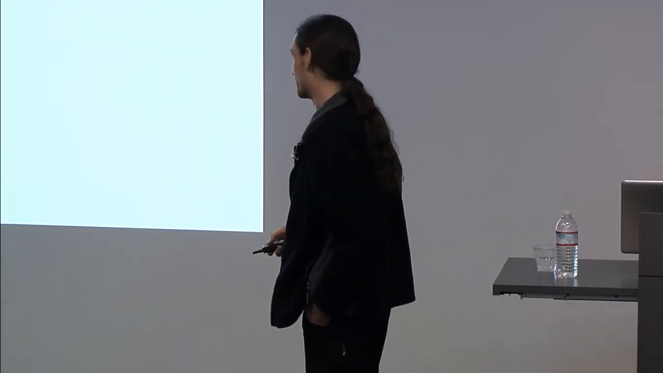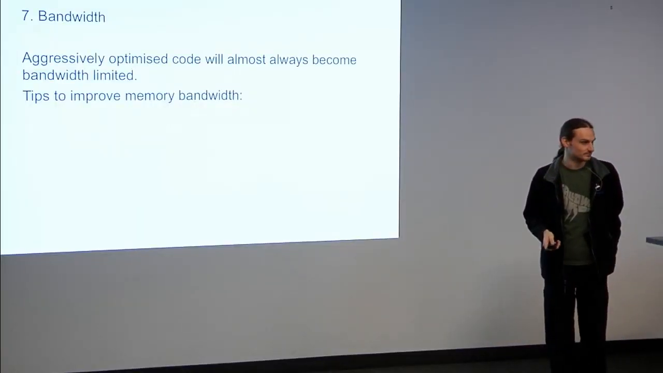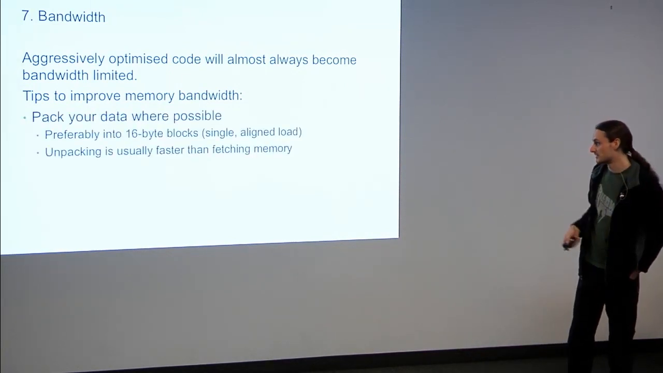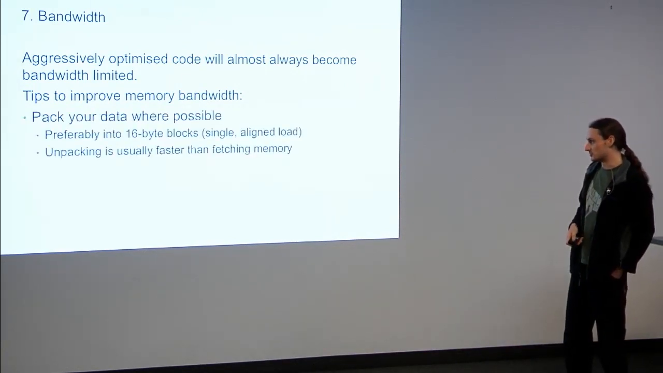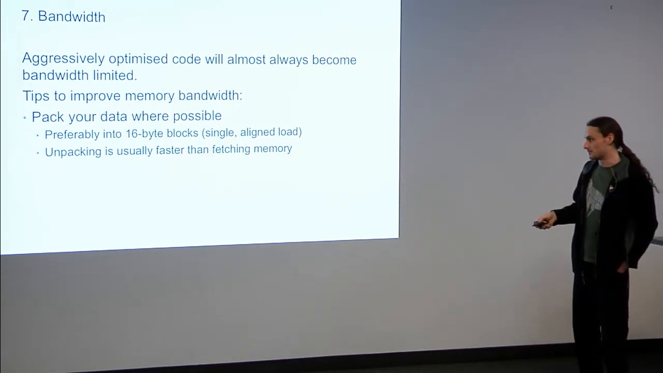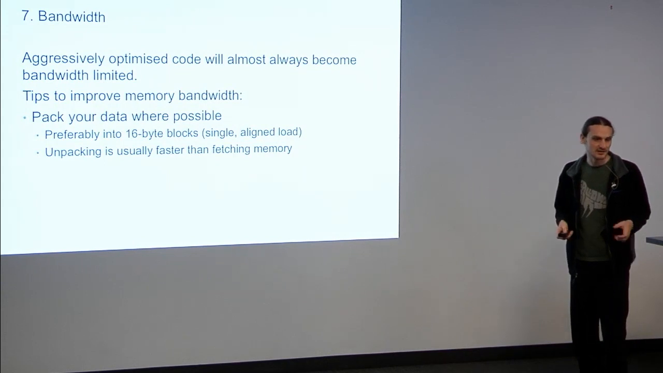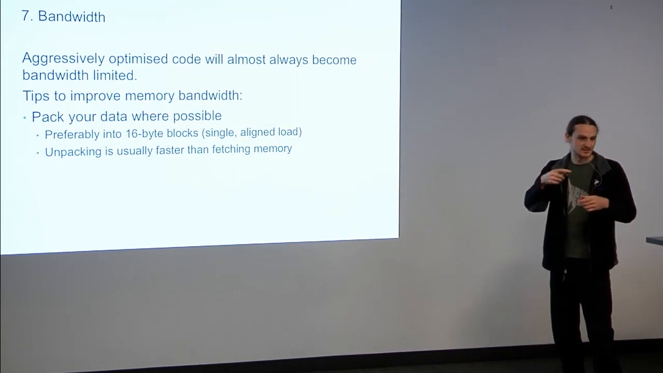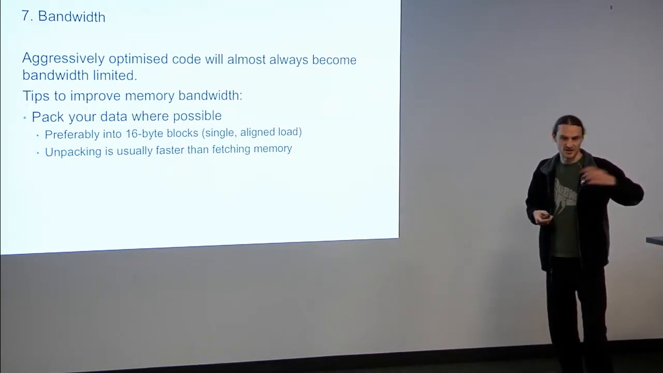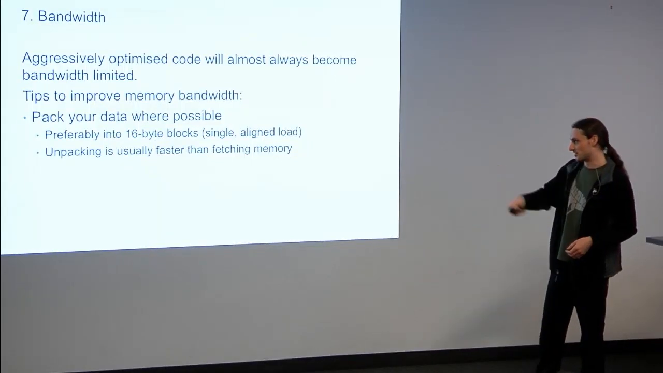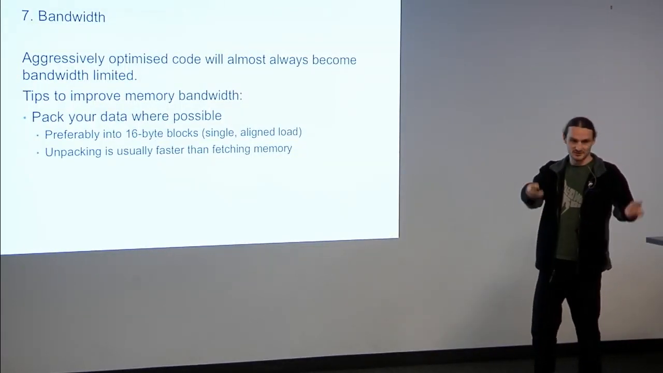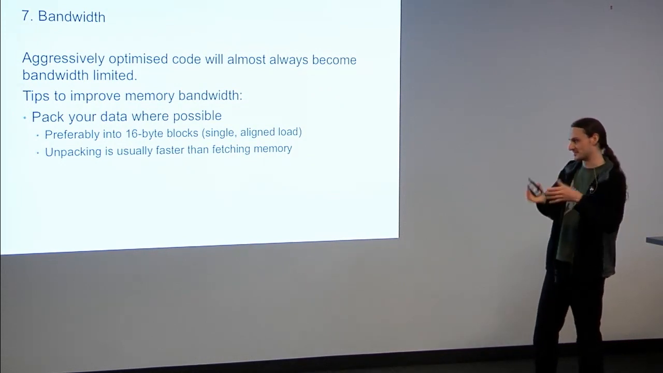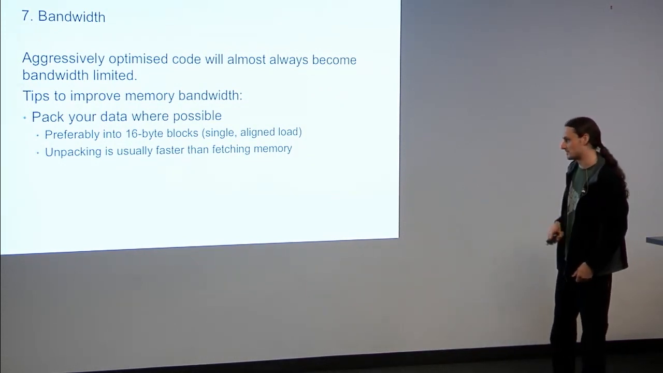Seven, bandwidth. Was there a question? No. So aggressively optimized code, in my experience, will almost always become bandwidth limited. That's a pretty good place to be in. Here are some tips. Firstly, you do want to pack your data where possible. There's a bunch of unpacking functions in the SIMD API. If you can fit your data into smaller types, then do it and unpack them as the first step of your algorithm. It's almost always faster than fetching from memory. And make sure that your data is packed into 16-byte blocks because we need to do aligned loads. If you're not in 16-byte blocks, you're wasting a few bytes of padding. So keep that in mind.